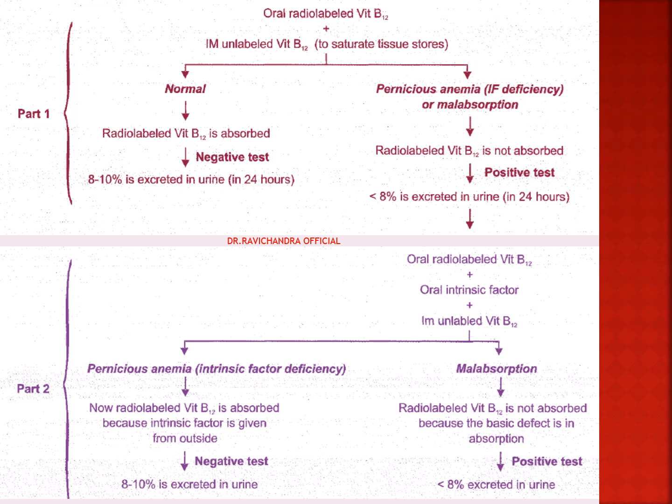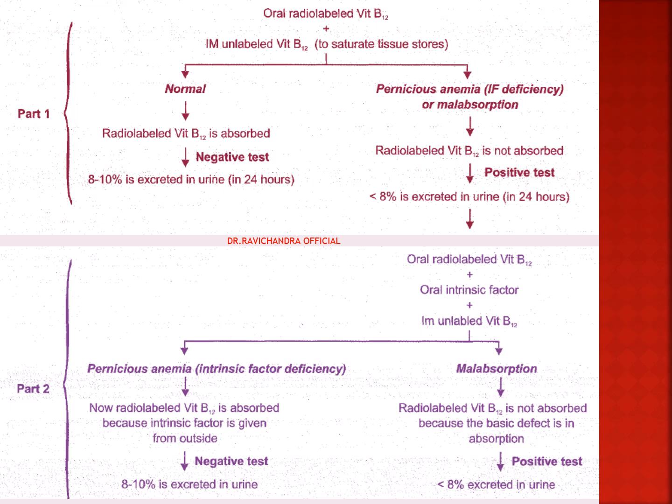So in a normal case, as the radiolabeled vitamin B12 is absorbed, there will be a negative test, that is 8 to 10% only is excreted in the urine in 24 hours. Whereas in pernicious anemia, because of the intrinsic factor deficiency or malabsorption, the radiolabeled vitamin B12 is not absorbed, which shows a positive Schilling test, that is less than 8% of B12 is excreted in the urine. This is step 1 or part 1.